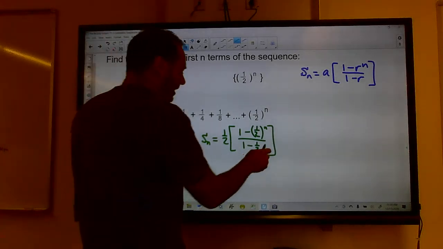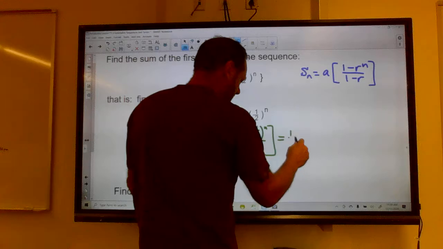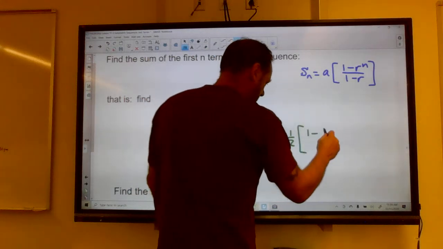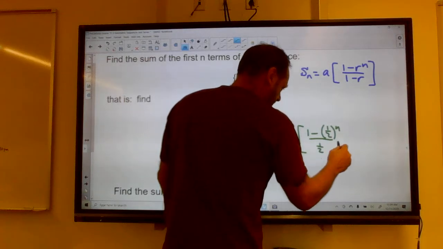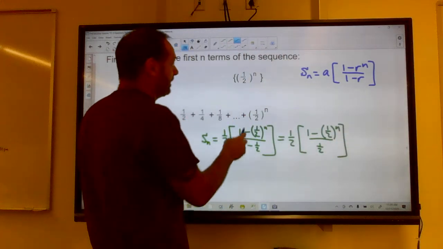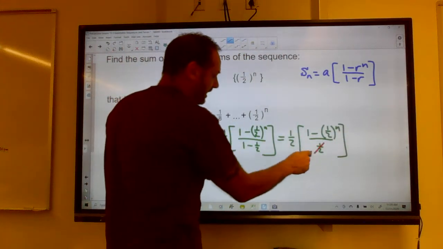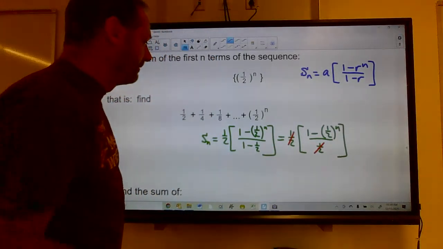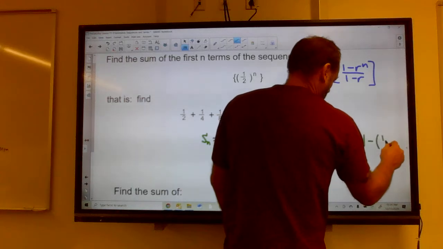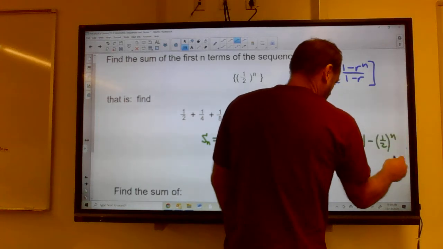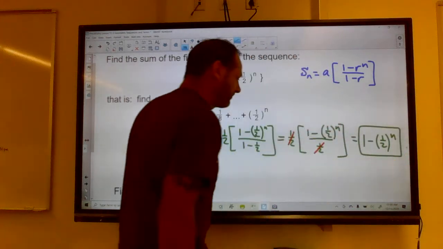Now, this can be simplified because this is 1/2 on the bottom right here, and then this 1/2 will cancel that 1/2, and I will just get 1 minus 1/2 to the n power. There's my formula.